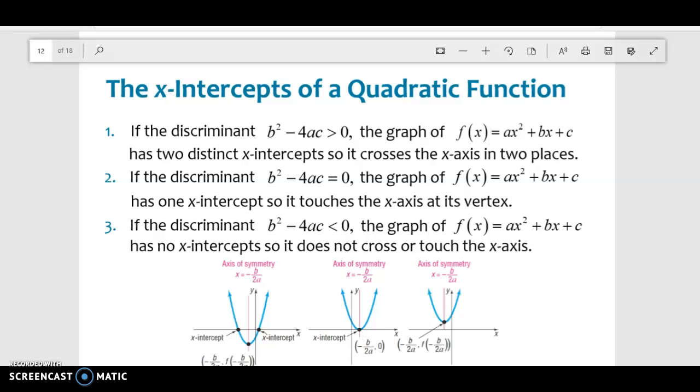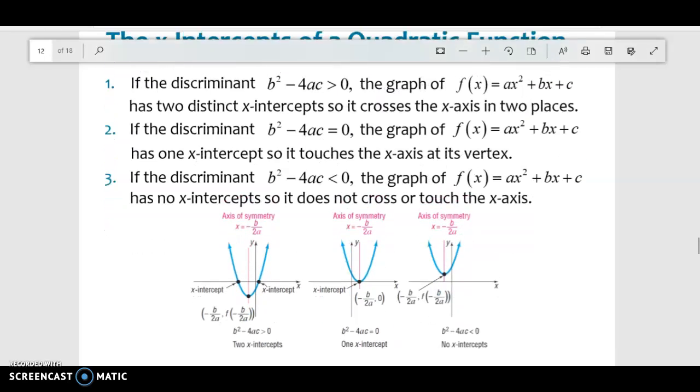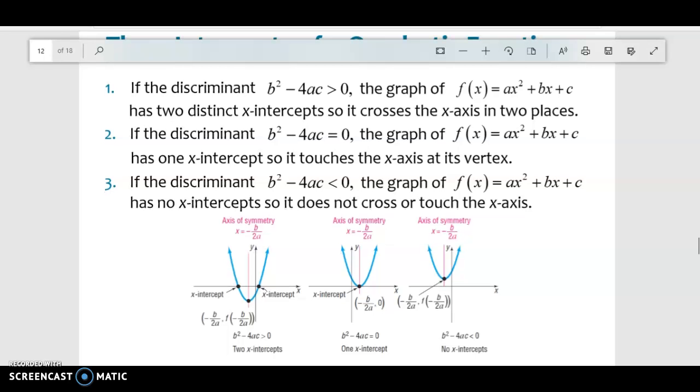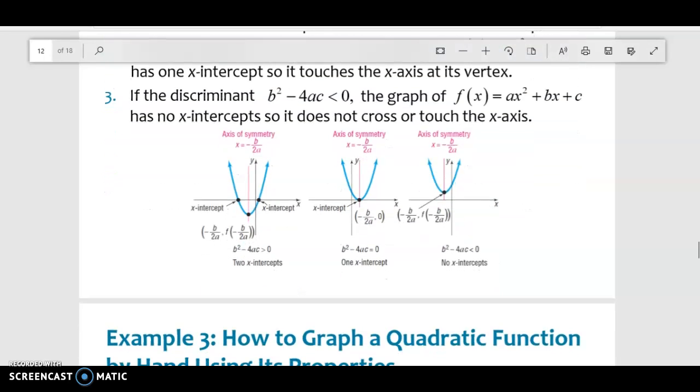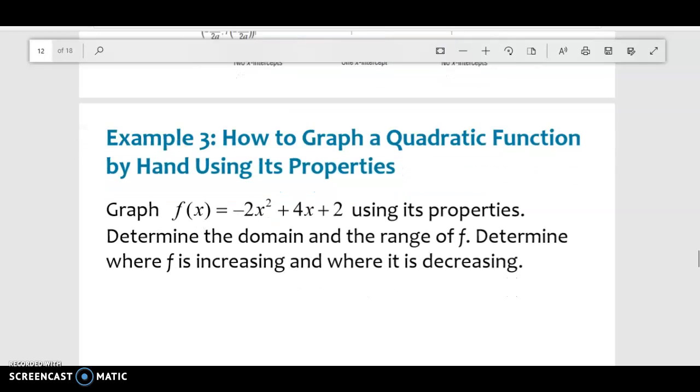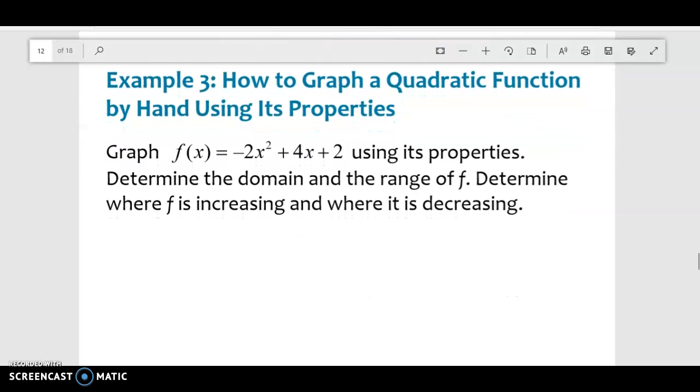Okay, so we've got that example here, and it gives us the discriminant expression b squared minus 4ac. So we're going to look at that. For example 3, it says how to graph a quadratic function by hand using its properties. So here's yet another method. The first thing we're going to do is determine the domain and range, determine where it's increasing and decreasing, and graph it using its properties.